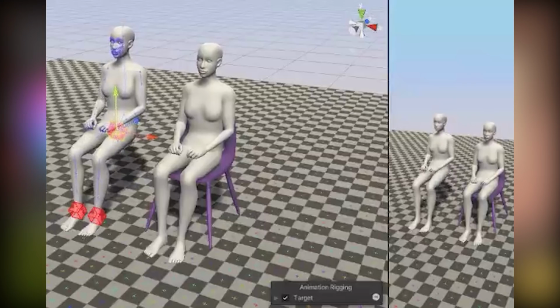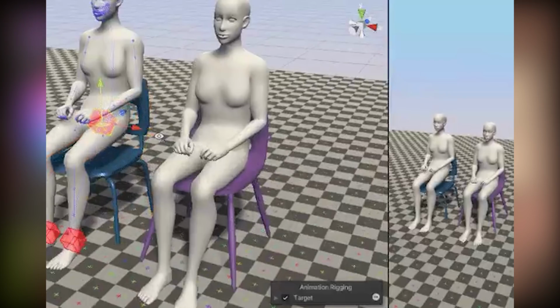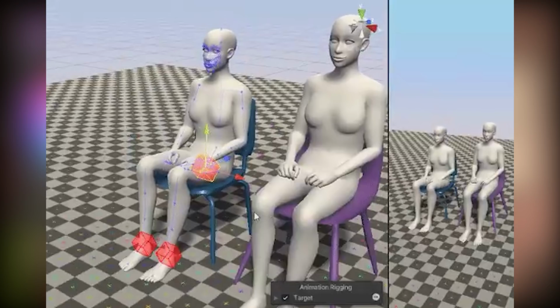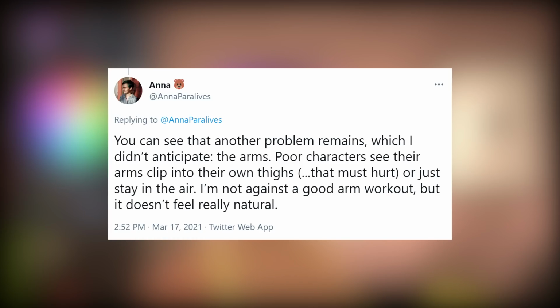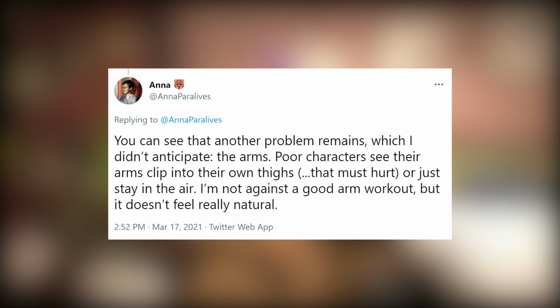In the GIFs above, you can see me moving around targets on my Unity test scene, but ultimately a script will do it while the sit animation is playing. You can see that another problem remains, which I didn't anticipate: the arms. Poor characters see their arms clip into their own thighs. That must hurt, or just stay in the air. I'm not against a good arm workout, but it doesn't feel really natural.